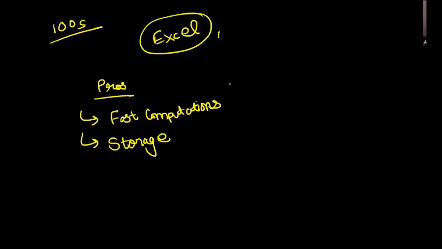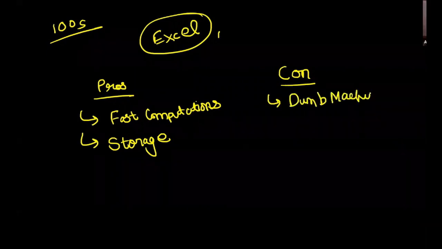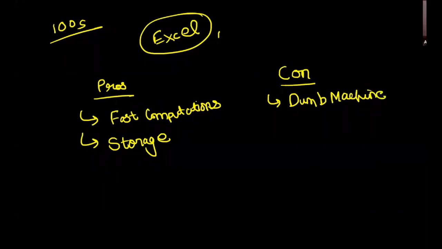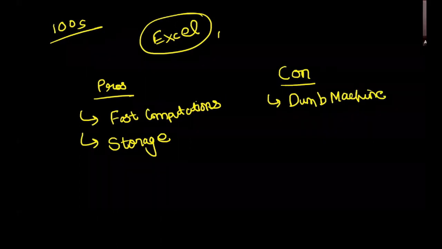Okay. But as every coin has two sides, there is a big con associated with a computer as well. And guys, this con is a blessing in disguise for us, for people like you and me. So let me tell you what the con is. The major con of a computer is that a computer is an extremely dumb machine. It doesn't know anything of its own, right? You have to explicitly tell the computer what to do.